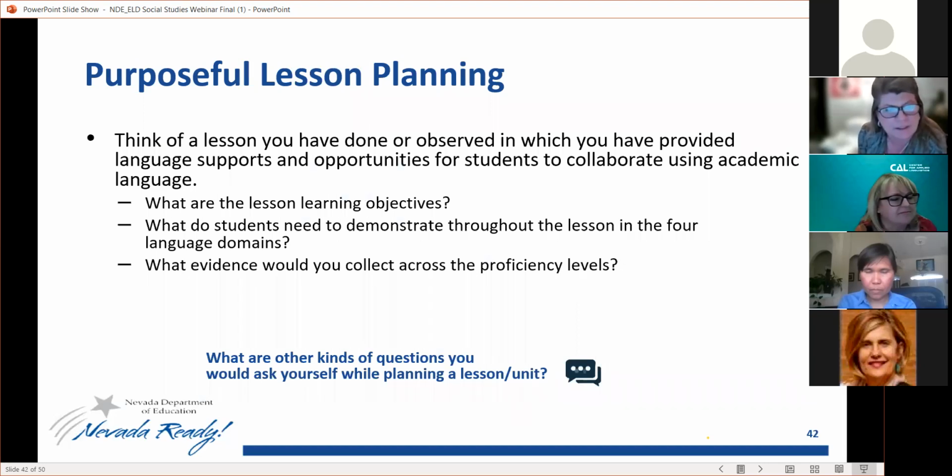Purposeful planning. Think of a lesson you have observed in which you have provided language supports and opportunities for the students to collaborate. What are the lesson learning objectives? What did you want the students to learn? Were you able to do it? So in interest of time, we're going to skip the chat this time. So next slide.